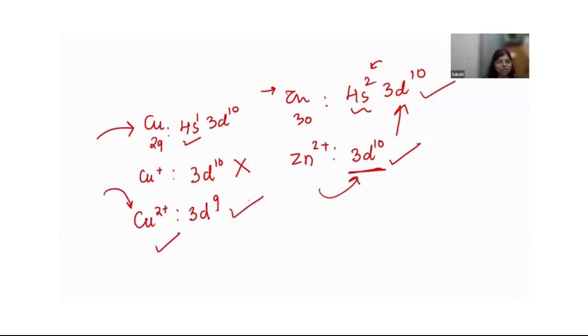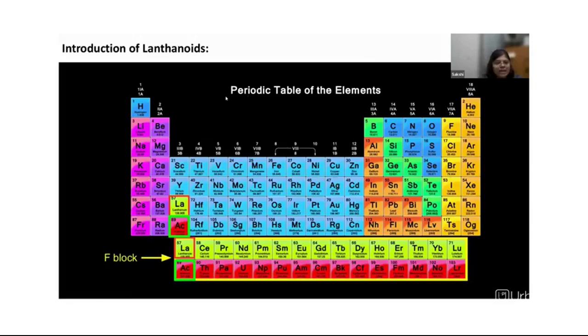Hence, copper is a transition element, right? So this is it about transition elements. I hope you understood it. For this, you need to know how to write the electronic configuration. Okay, let us move to the next topic, that is lanthanoids.